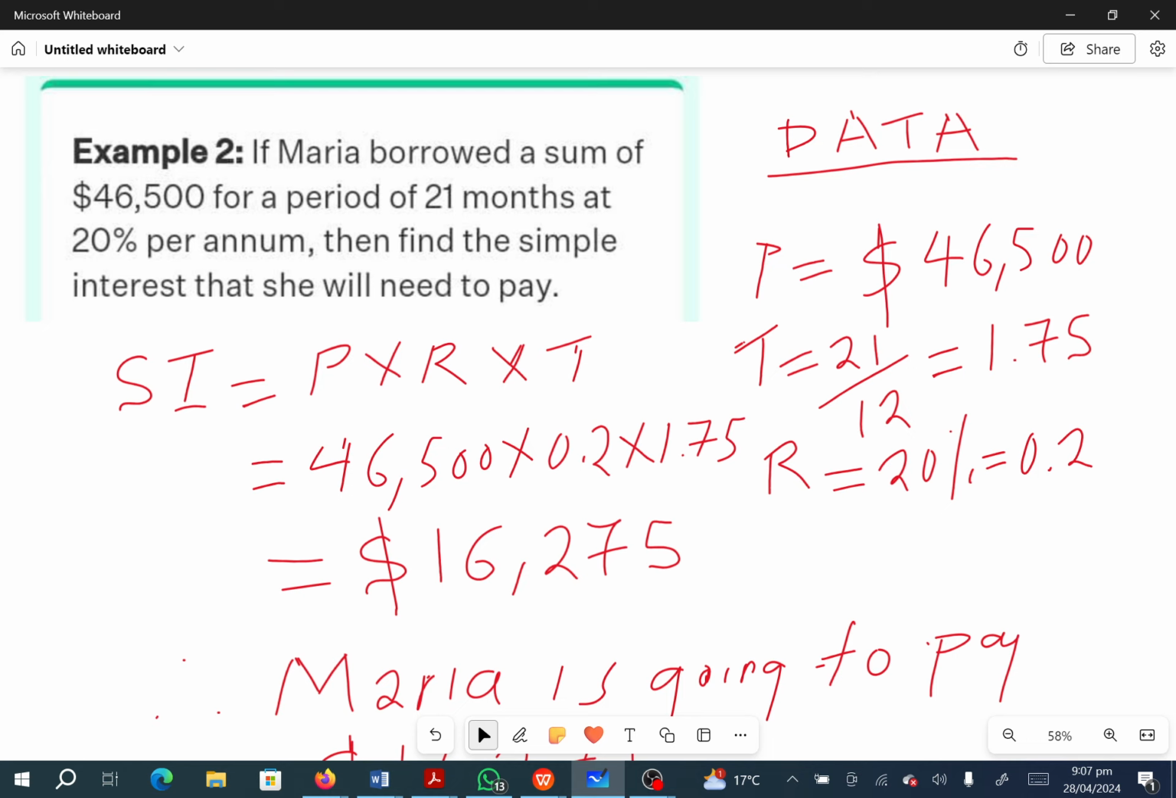Then T is the time. So we are saying time. In this example, we are not using the first formula, the one we used in example 1. In example 1, we were asked to calculate an amount.